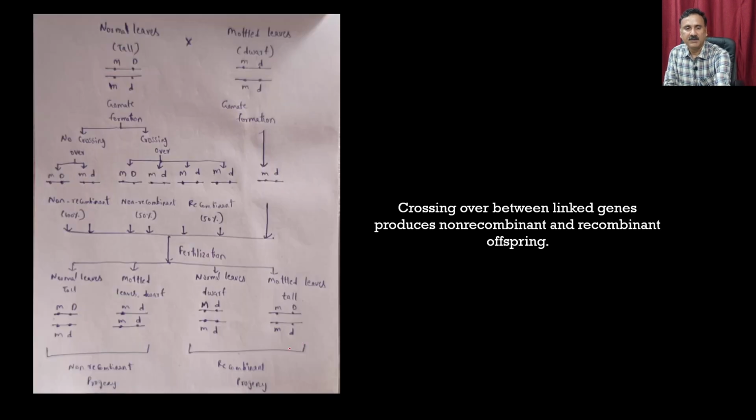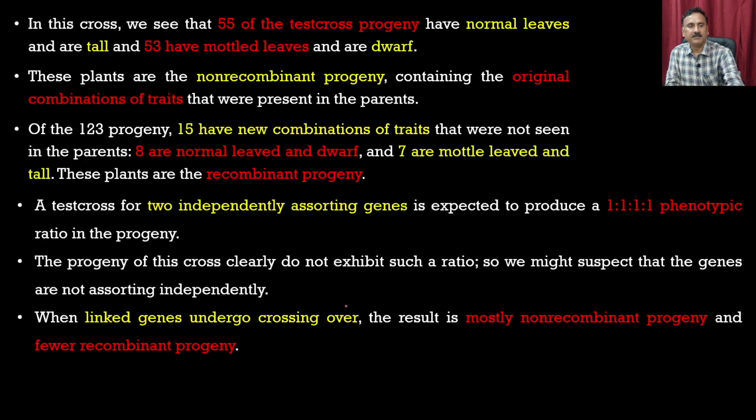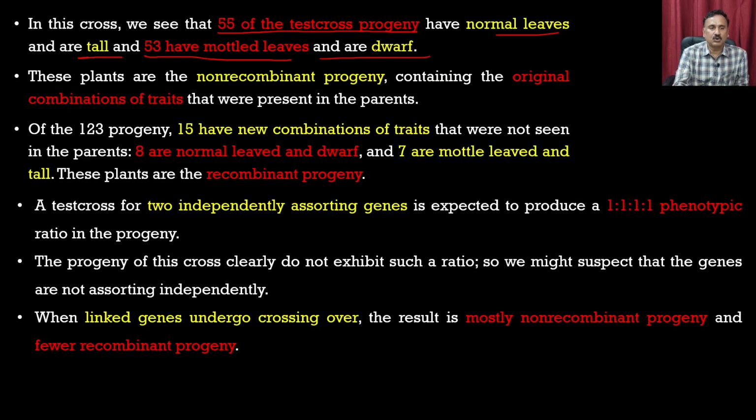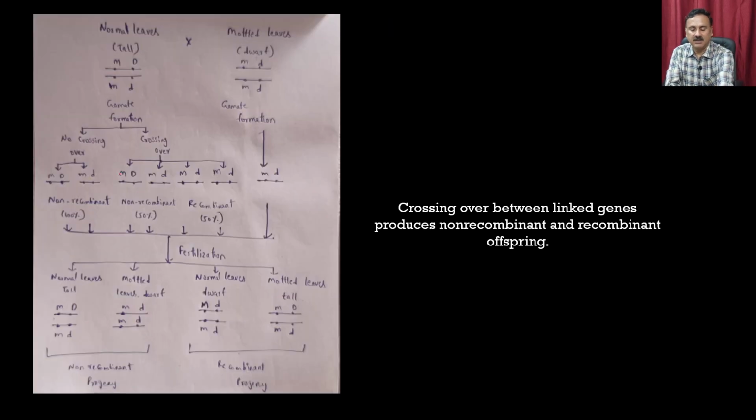So this is what is shown here. In this cross, you see that 55 of the test cross progeny have normal leaves and are all tall, and 50 have a mottled leaf and are dwarf. These plants are non-recombinant progeny containing the original combination of traits that were present in the parents. So out of the 123 progeny, this is what is being shown here.